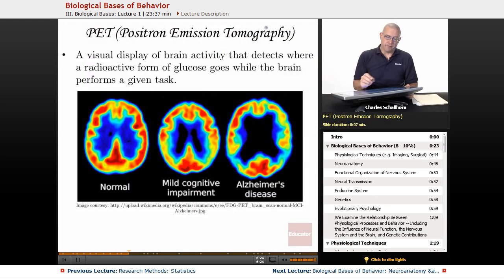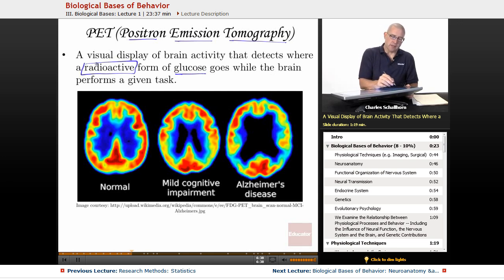Then there's the PET, the positron emission tomography. And it's a visual display of brain activity that detects where a radioactive form of glucose goes while the brain performs a given task. And so when we say radioactive, we're not talking about the kinds from the 1950s B movies where ants turn into these huge monstrous creatures. But rather, a tiny little bit gets inserted into your bloodstream, and then it starts working its way around the brain. And so what happens is you can measure blood flow, not blood flow, sorry, that was the fMRI. You can measure glucose. Where is the glucose being active?